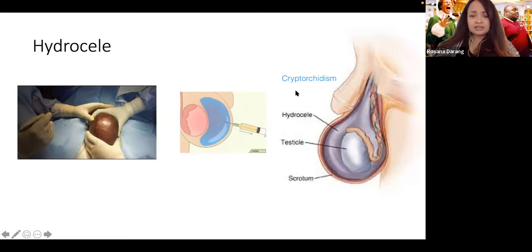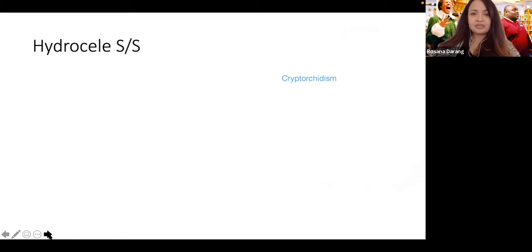So let's see. The treatment that they're doing here is, of course, to extract or remove the fluid from the scrotal sac. But of course, we have to find out the root cause of where that fluid is coming from, because it can always have a rebound accumulation after extraction of the fluid.